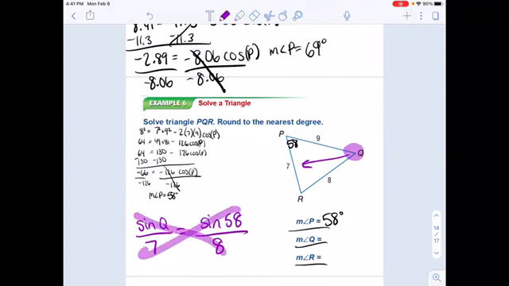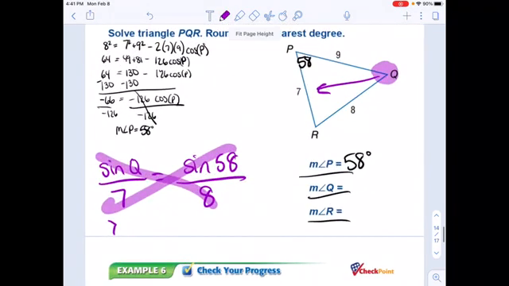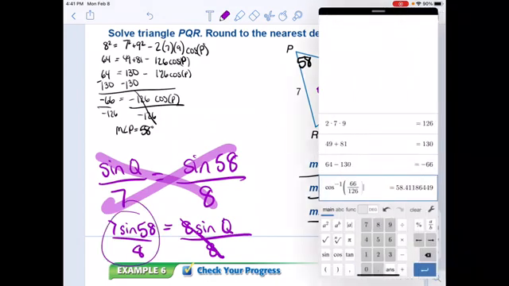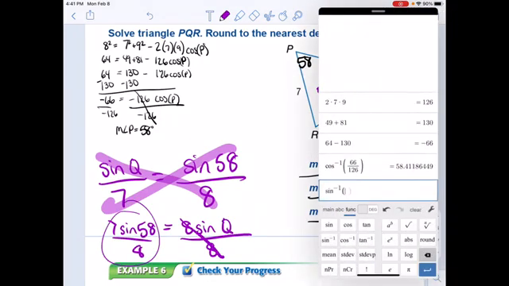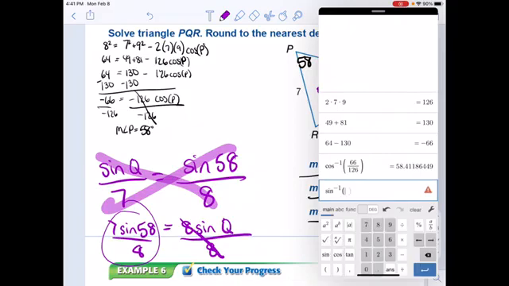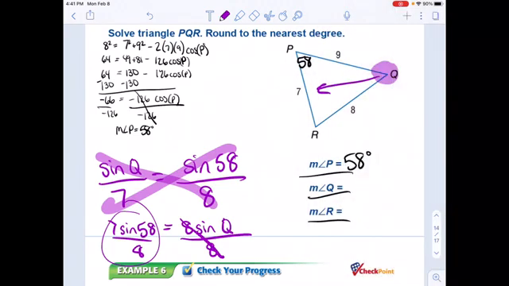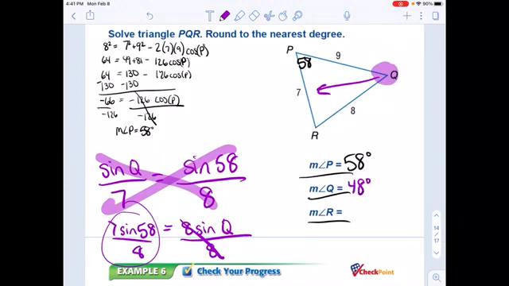And then I simply cross multiply. I end up getting 7 sine 58 is equal to 8 sine Q. Divide by 8. And then because I'm finding a degree once again, I go ahead and do the inverse sine of this whole thing. So I take the inverse sine of 7 sine of 58 divided by 8. We end up getting that is 48 degrees right there.